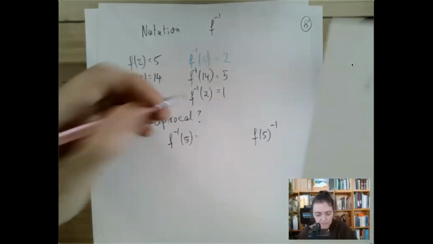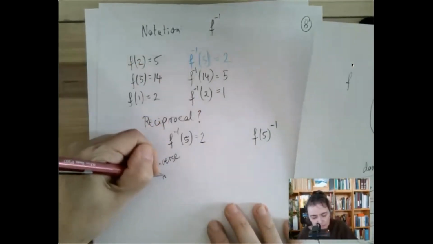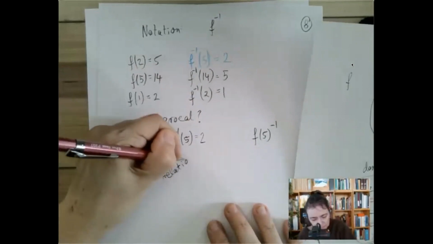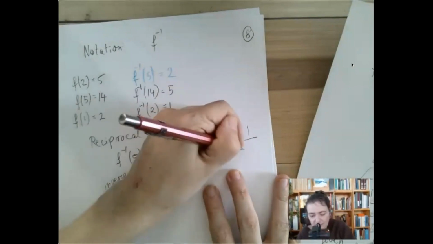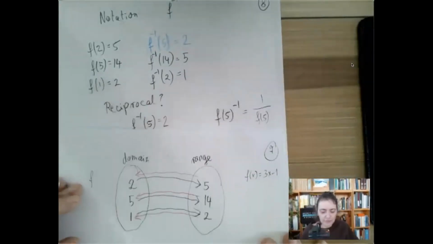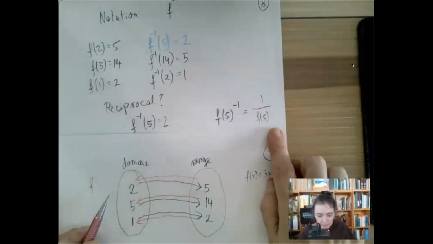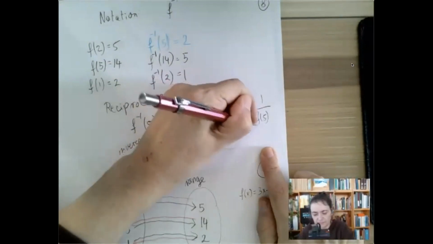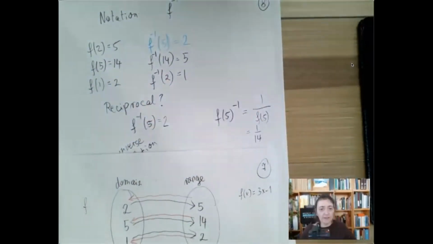This is 2. This is inverse relation. And this is exponent. So given this picture, and I carefully put 5 in both places, this is 1 over 14. You see that? We apply the function forward, and when we're done, we take the reciprocal.